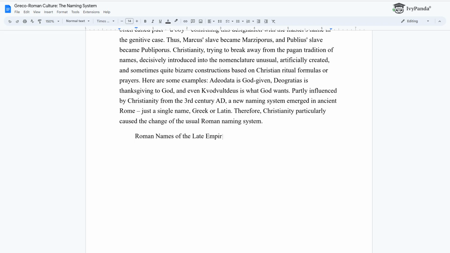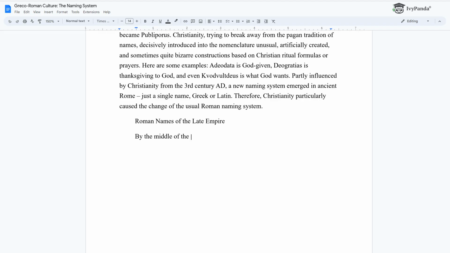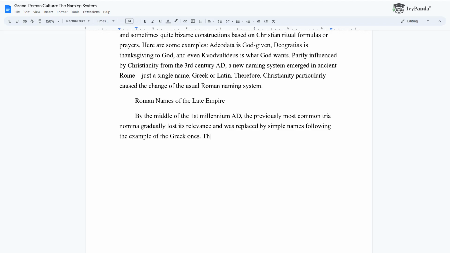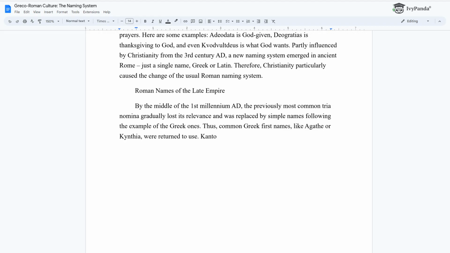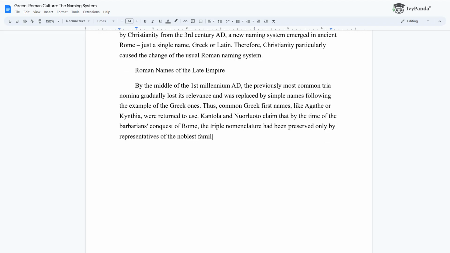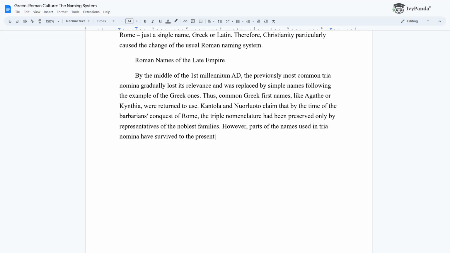Roman names of the late Empire. By the middle of the 1st millennium AD, the previously most common tria nomina gradually lost its relevance and was replaced by simple names following the example of the Greek ones. Thus, common Greek first names, like Agathe or Cynthia, were returned to use. Cantilla and Neuroludo claimed that by the time of the barbarians' conquest of Rome, the triple nomenclature had been preserved only by representatives of the noblest families. However, parts of the names used in tria nomina have survived to the present day in a modified form and are still in use nowadays.